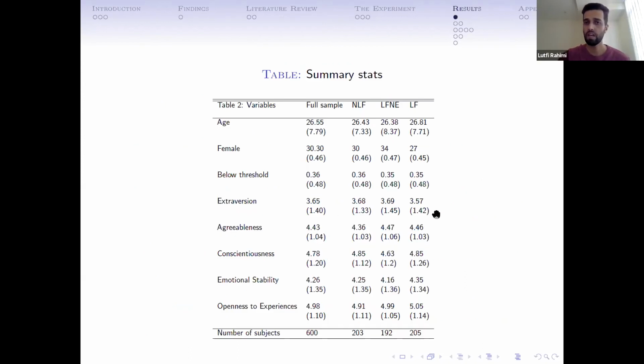Summary statistics: I run the parametric and non-parametric tests for comparison purposes. So there are no significant differences to worry about. The groups or the treatments are comparable to each other on several dimensions.